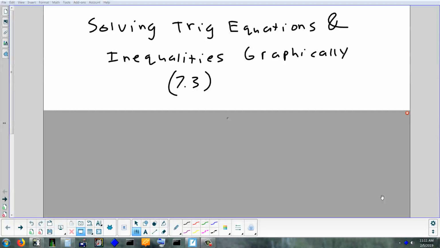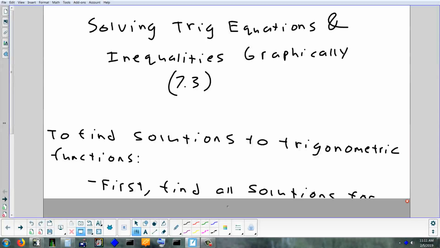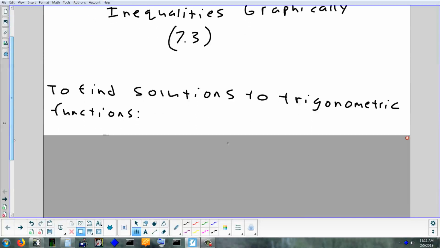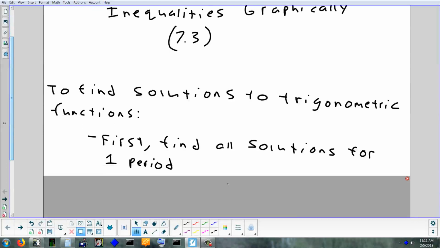Let's look at our second section for this week, which is 7.3. So we're going to be finding solutions to trig functions. As I said, we're going to focus on doing it graphically, but we still have to know how to do some things by hand. The calculator can't do it all.